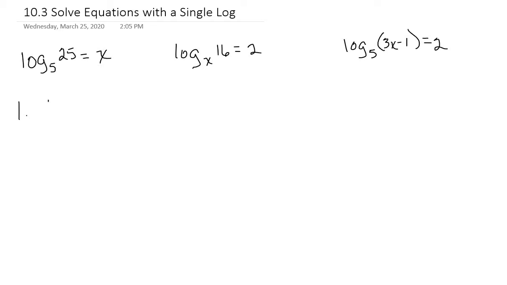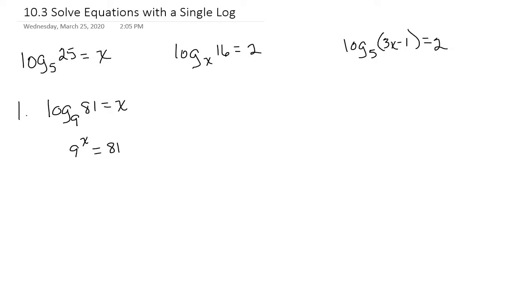So problem 1, we have log base 9 of 81 equals x. What I'm going to do is to write this as an exponential. It's easier to think in terms of exponentials than it is logarithms sometimes. So if I write this as an exponential, I have 9 to the x power equals 81.